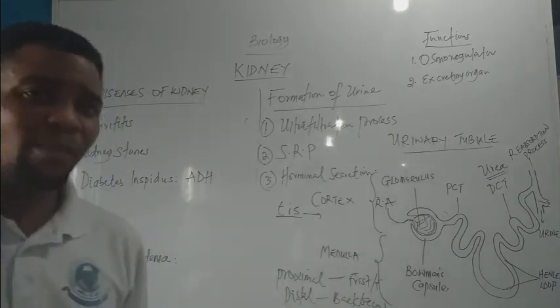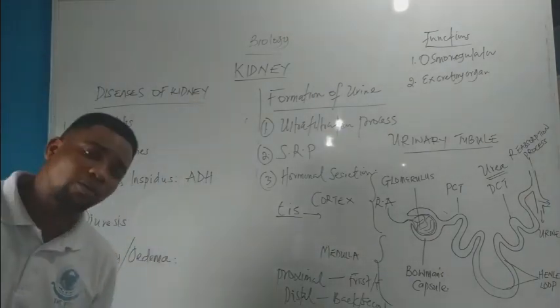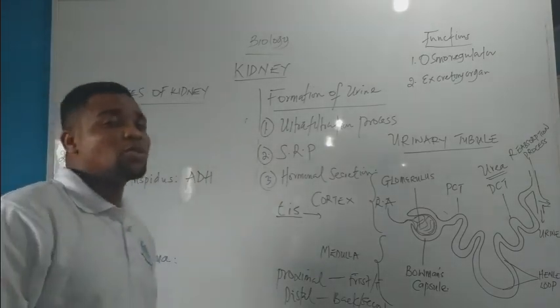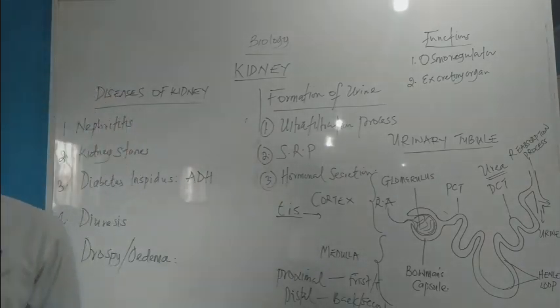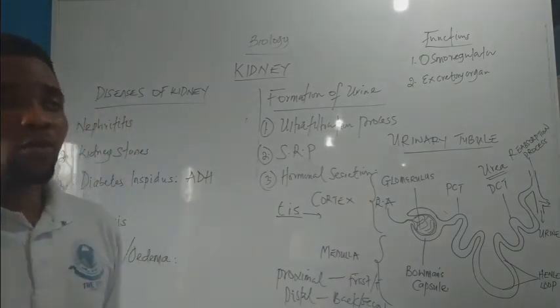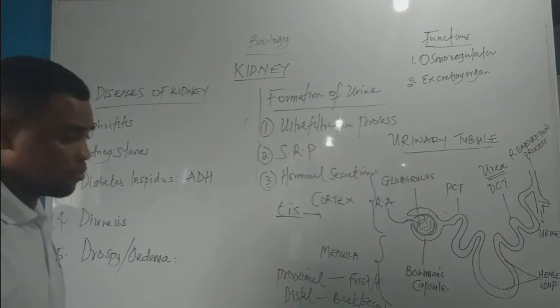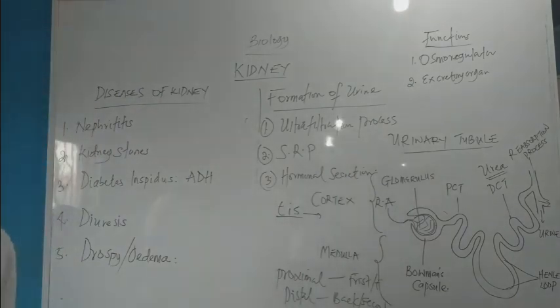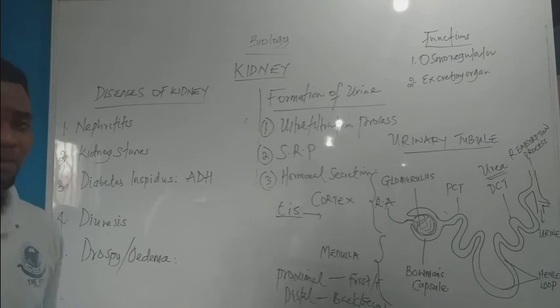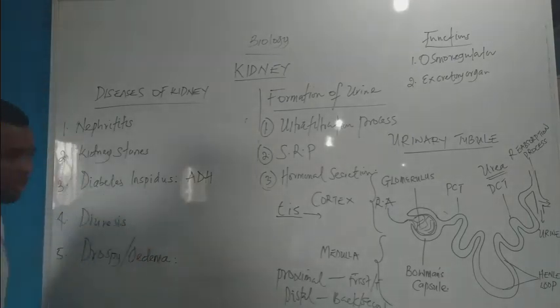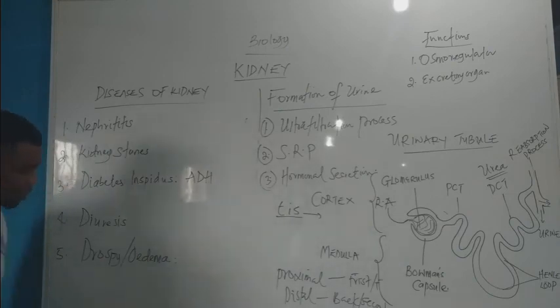The next one is what? Diuresis. Diuresis is the inability of the kidney to reabsorb water back to the body, which causes excessive voiding out of water from the body. What voiding means is to urinate. So excessive voiding out of water from the body causes extreme pain from the genitals. You understand? So this part is what? Diuresis.